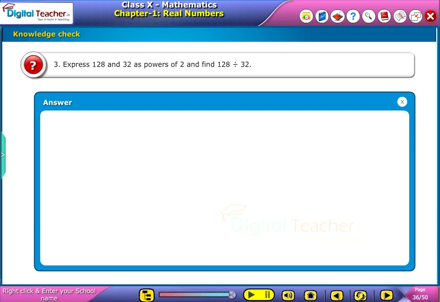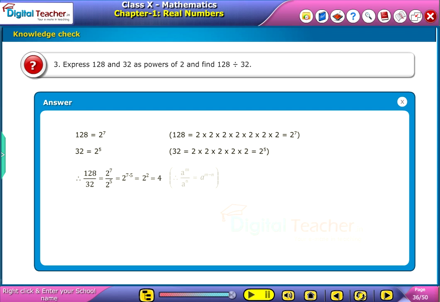Express 128 and 32 as powers of 2 and find 128 divided by 32. Solution. By factorizing 128, we get 2 power 7 and for 32 we get 2 power 5. Now, by dividing equivalent terms of 128 and 32, we get as shown.